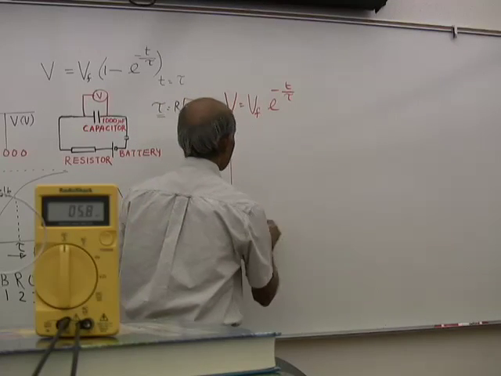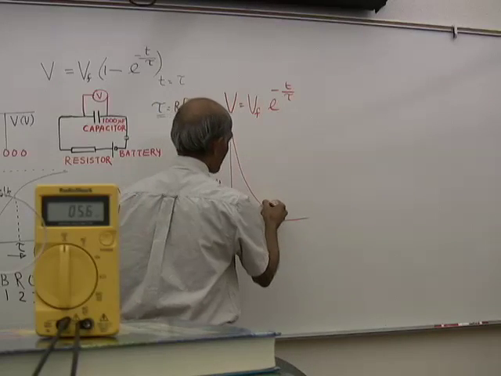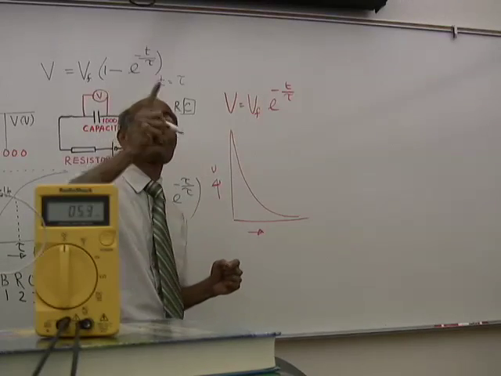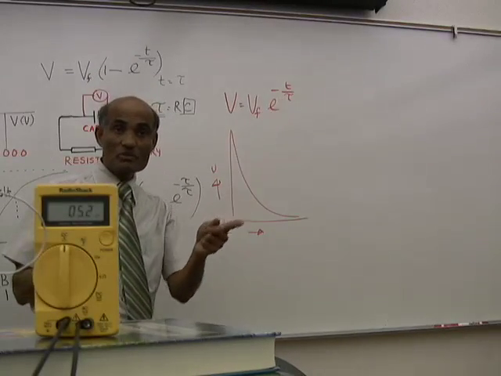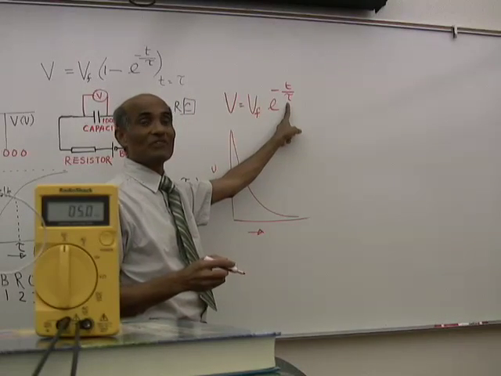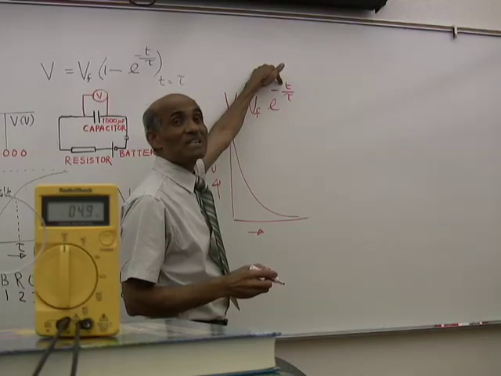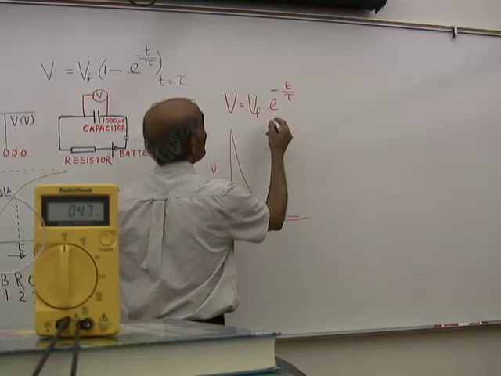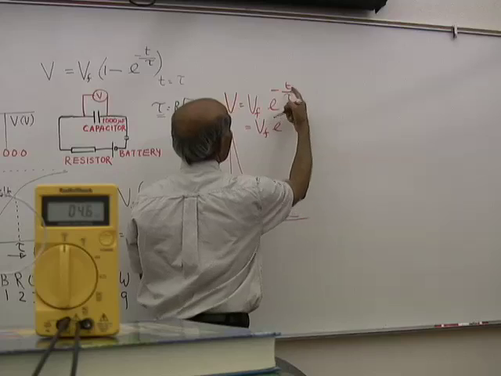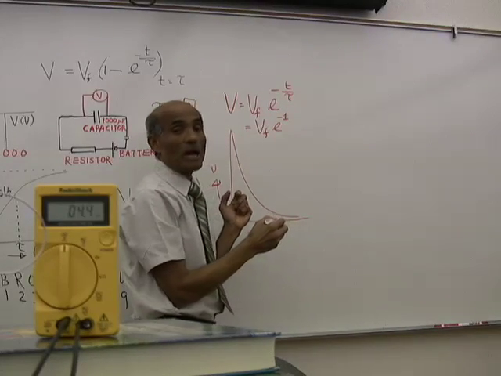If you draw a graph of voltage against time, that will be an exponential decay. While charging, you get an exponential growth. While discharging, you get an exponential decay. And how do you find the value of tau in this case? Again, we set that time t equal to tau. When t equals tau, our equation becomes V equal to Vf e to the power of negative tau over tau, which is e to the power of negative 1.